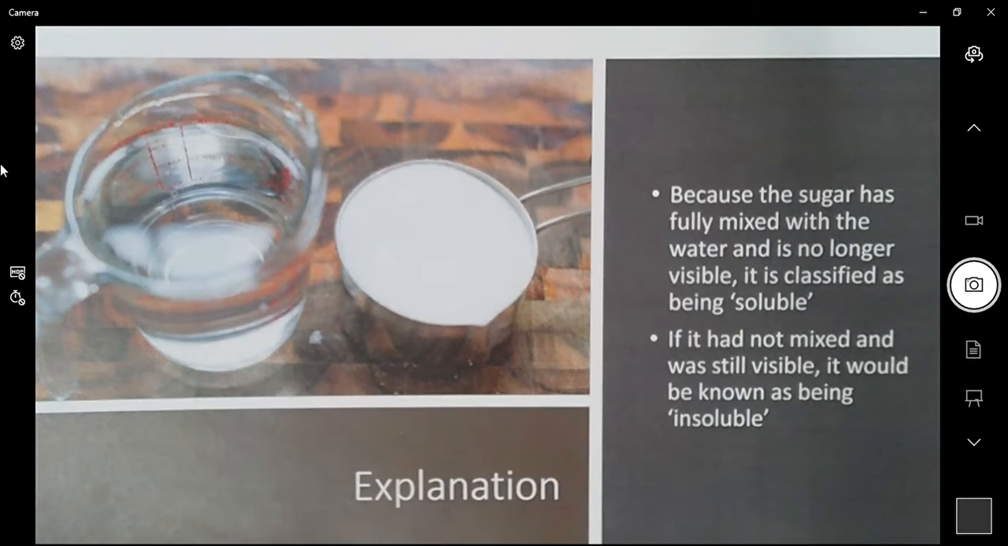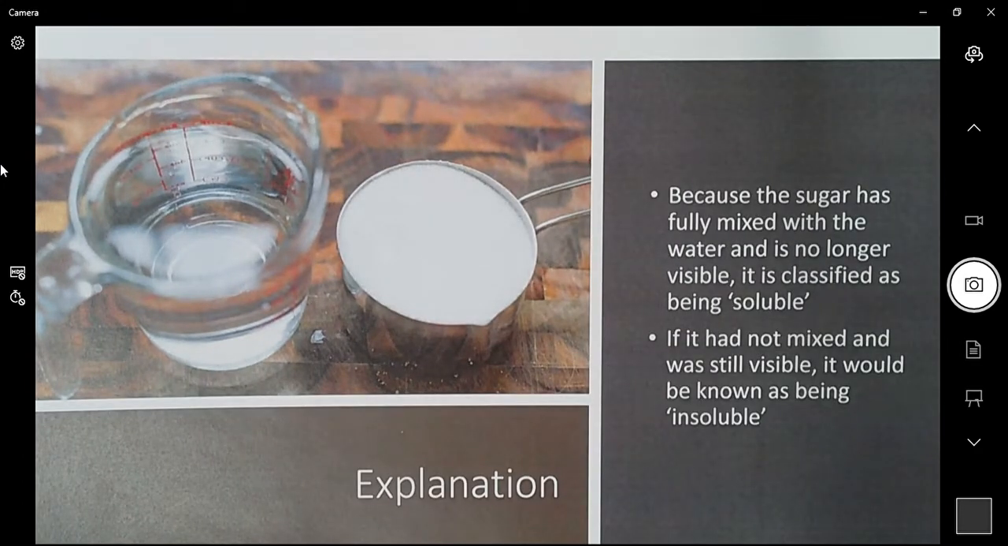There's the further explanation. Because the sugar has fully mixed with the water and is no longer visible, it is classified as being soluble. That's one of our new words, soluble. Good. So soluble means that it was able to be dissolved. So the sugar is fully mixed with the water, it's no longer visible, you can't see it, so it is soluble. Now the opposite of soluble is insoluble.